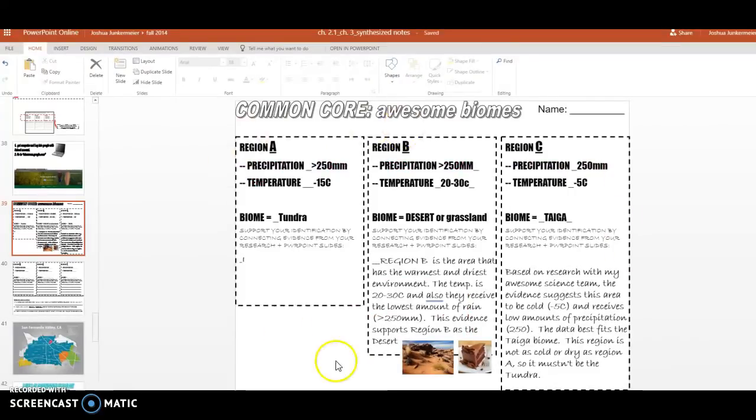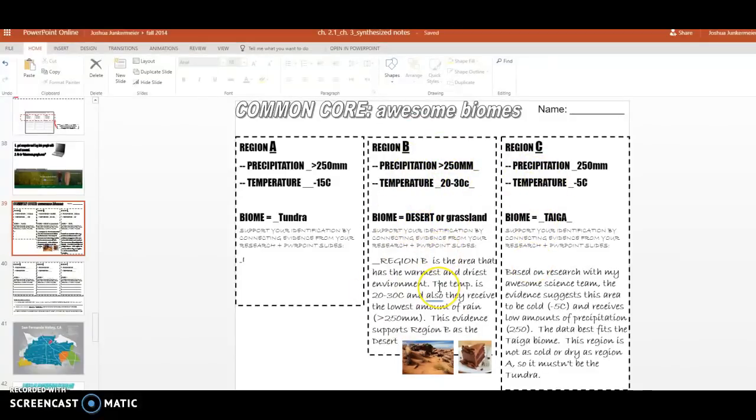Here's a copy of the worksheet plus a little bit of work examples to help you on what region B or C might be, maybe desert, maybe grassland, maybe taiga. You get temperature and precipitation information on the climate, and then you will use your evidence of precipitation and temperature, you'll use your climate evidence to predict what biome it is.